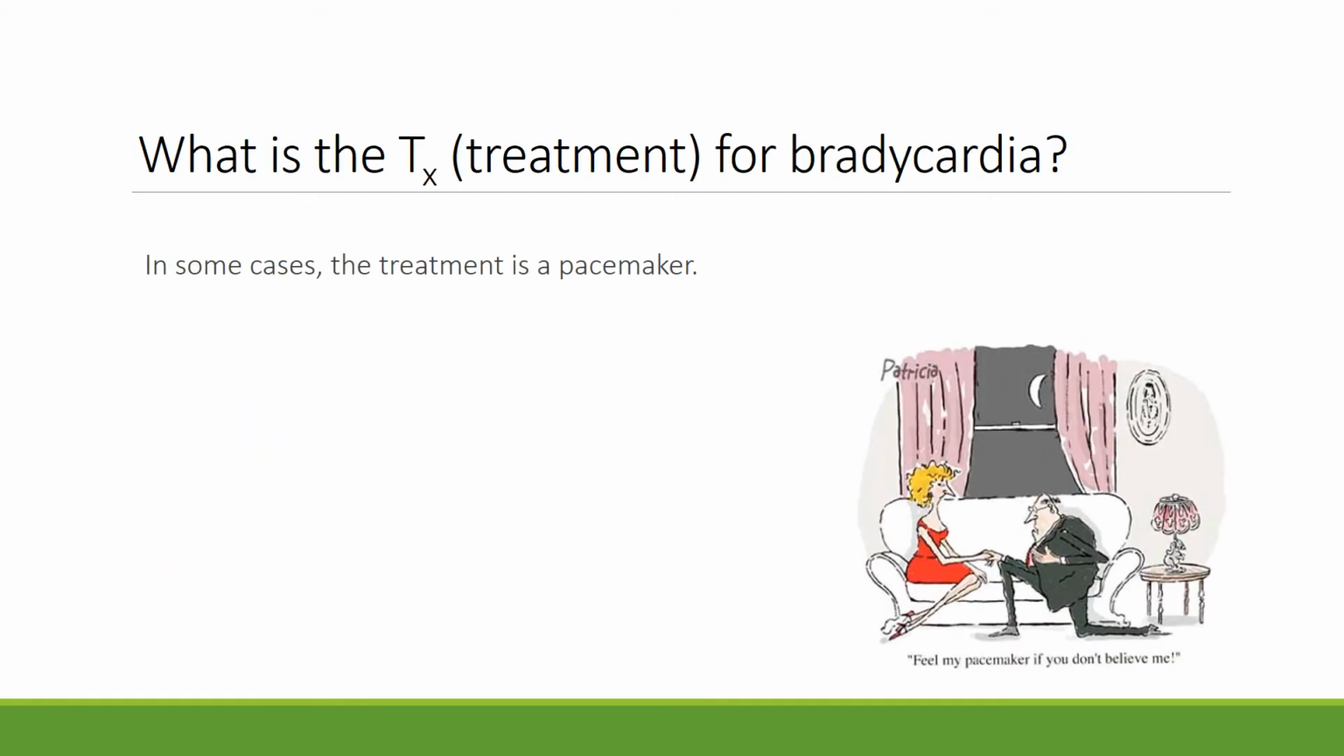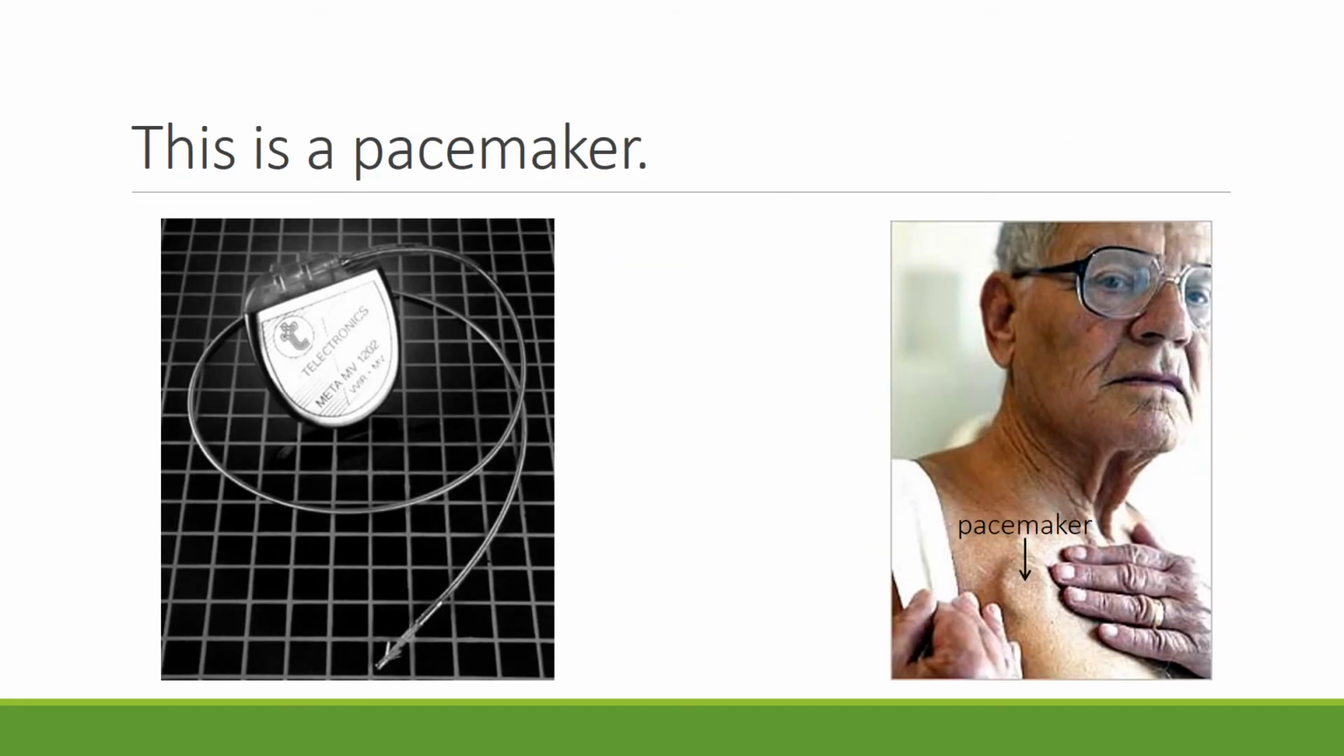The prefix brady means slow, and cardia refers to the heart. So bradycardia is when the heart is beating too slow. The treatment for bradycardia is, in some cases, a pacemaker. A pacemaker is a small device that's placed in the chest or abdomen to help control an abnormal heart rhythm. Pacemakers are used to treat arrhythmias, and arrhythmias are problems with the rate or rhythm of the heartbeat.